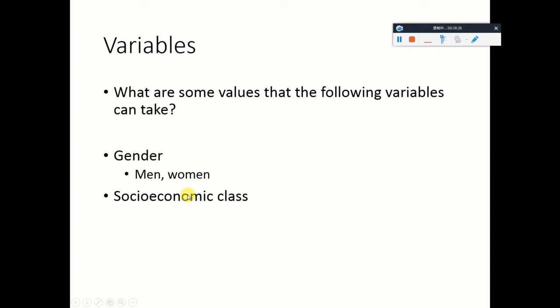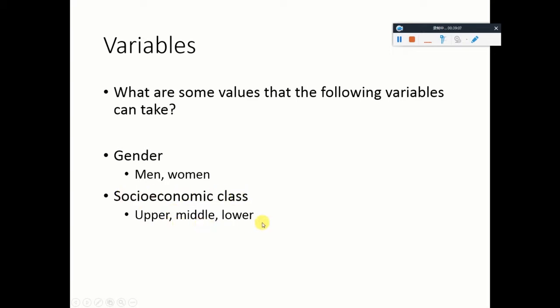Okay, socioeconomic class. That's another commonly seen variable in sociological studies and even in some communication studies. So this is a variable, but what are some of the values that this variable can take? Now think about it, and then my answers will be upper class individuals, middle class people, and lower class people. So upper, middle, lower are in this case the three values that this variable can take.